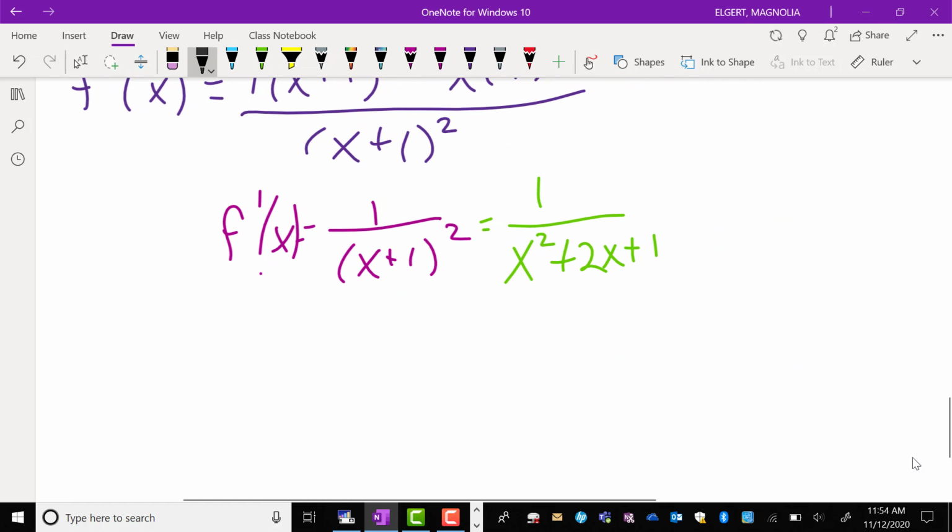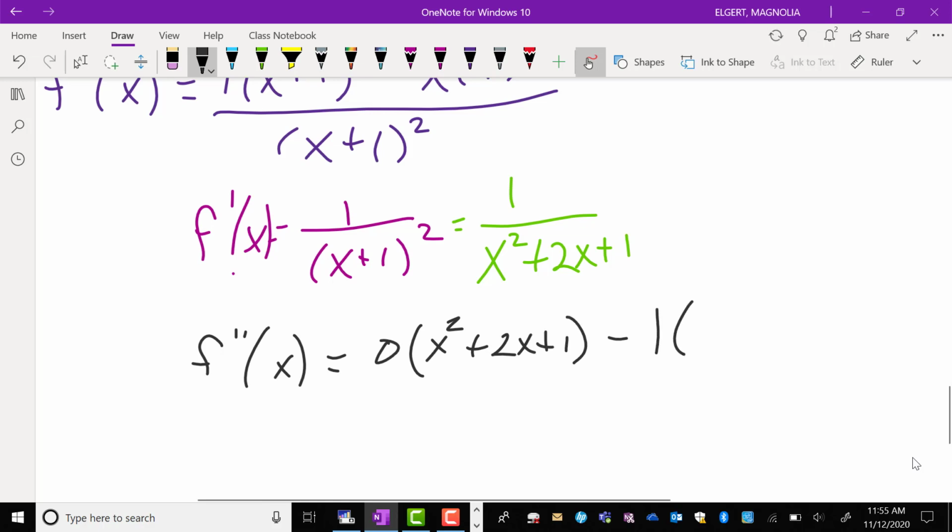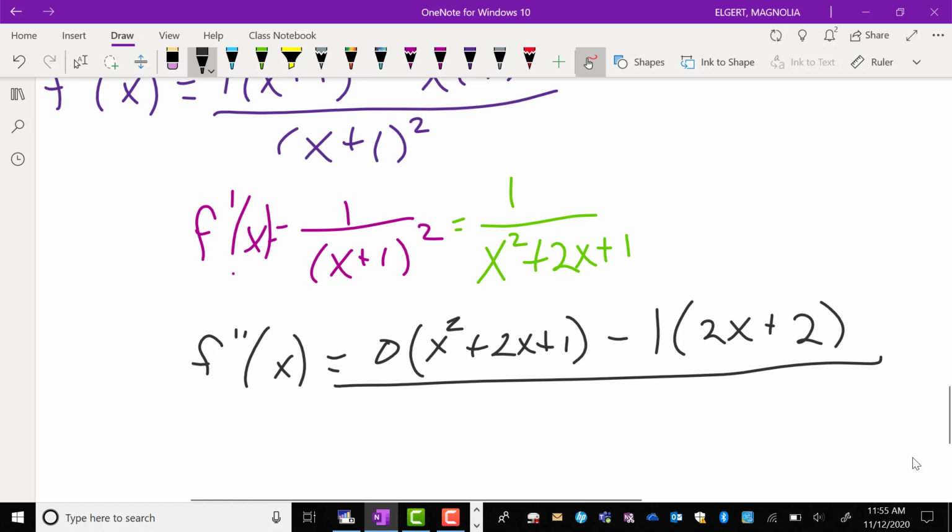Our second derivative of that, we can use the quotient rule again. So the derivative of the top, so we're doing that second derivative. So the derivative of the top function is 0 times that, which is kind of pointless to write, it's going to be 0, but we'll go with it, minus 1 times the derivative of the bottom, which is 2x plus 2, all over the denominator squared. I'm going to actually use this version of it. When I square that, that's going to be x plus 1 to the 4th.